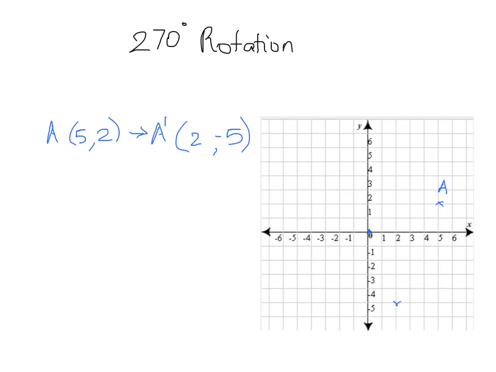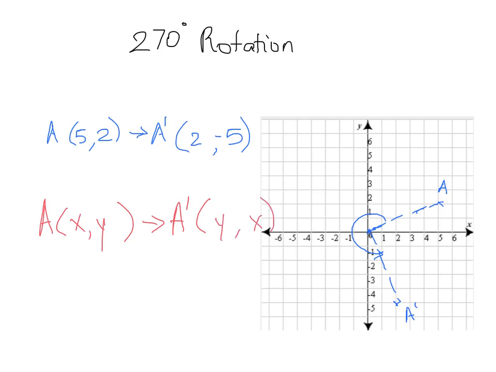And let's see if that makes sense. The line going from the rotation center is right there, and then to the image is right here, and that is in fact 270 degrees. All right, so let's write the rule down. If A is (x, y), then the image will be, we're switching the order, so (y, x), but our X will be negative. All right, so that's how you do your rotations in your coordinate plane. That's it.